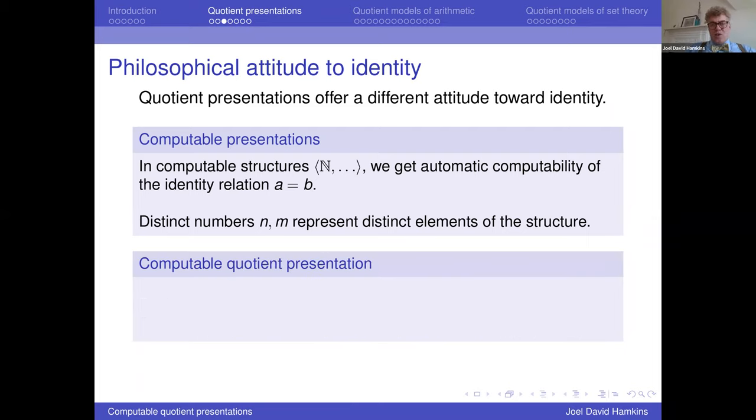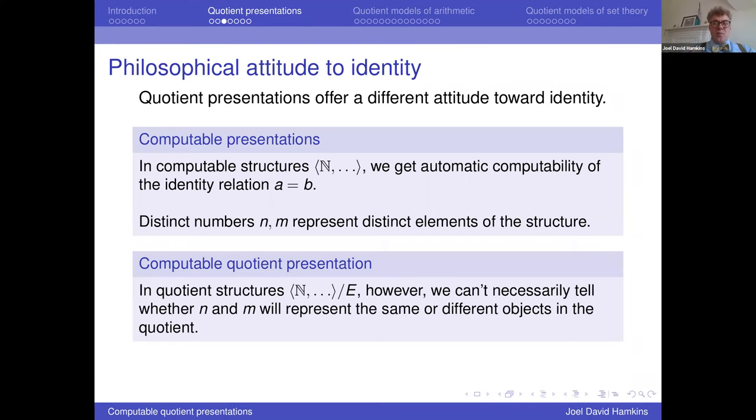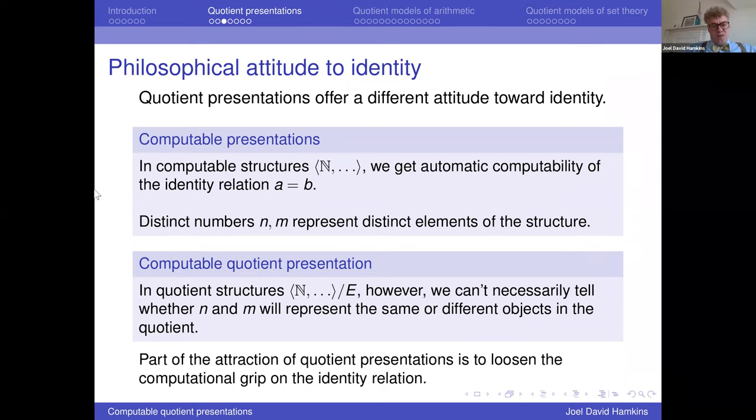But in a computable quotient presentation, we relax that property a little bit. Given two different numbers, we don't really know whether or not they're representing the same object in the quotient or different objects in the quotient, because that has to do with the complexity of deciding the E relation, the equivalence relation, which is the equality relation in the quotient. And so it could be that we can't tell whether we have different objects or not. Part of the attraction of the quotient presentation is to loosen this computational grip of computable model theory on the identity relation.